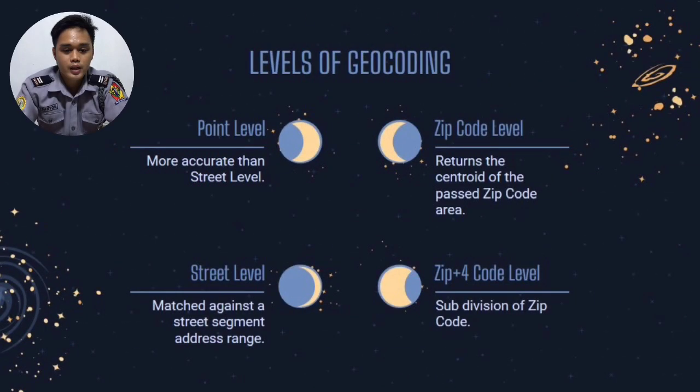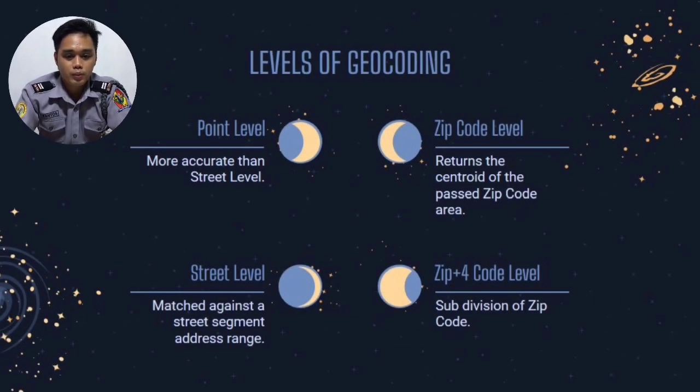There are certain levels of geocoding. The point level, which is more accurate than the street level. The street level, which is matched against a large street segment range. The zip code level, which returns the centroid of the zip code area. And lastly, the zip plus 4 code level, which is a subdivision of zip codes.